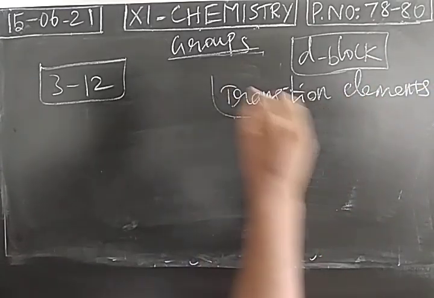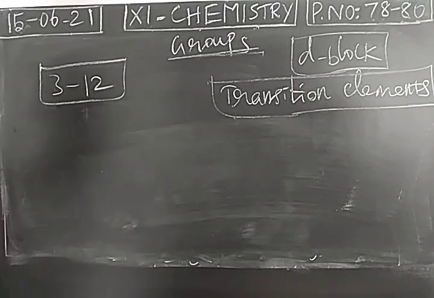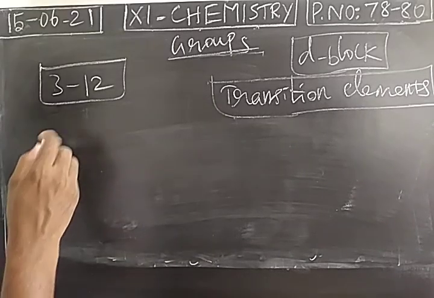They are called transition elements because their properties are transitional between S and P block elements. So D block elements have properties transitional between S and P block, so they are called transition elements.